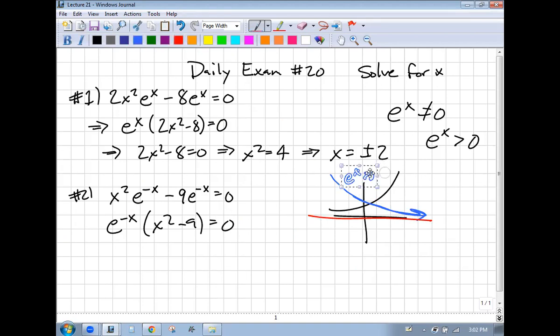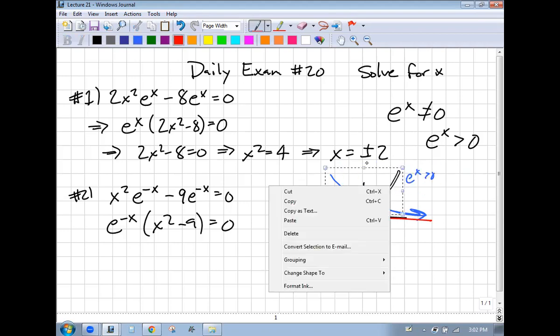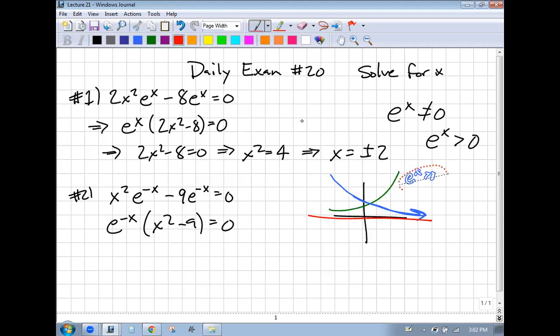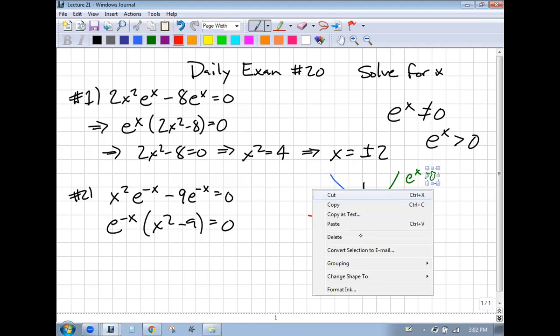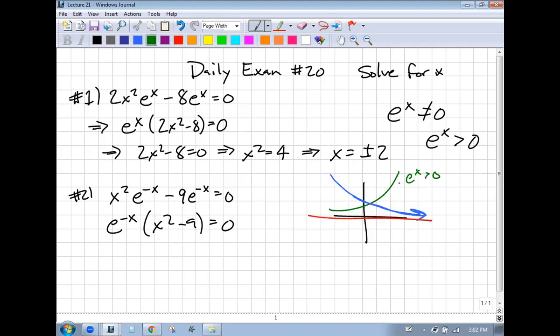Should do this over here. Make it green. Make that a little better. E to the x is always positive. E to the negative x is always positive. Here is y equals 0. They're always above that line. So if you're solving when is this equal to 0, since this is never 0, this whole thing can only be 0 if this is 0.